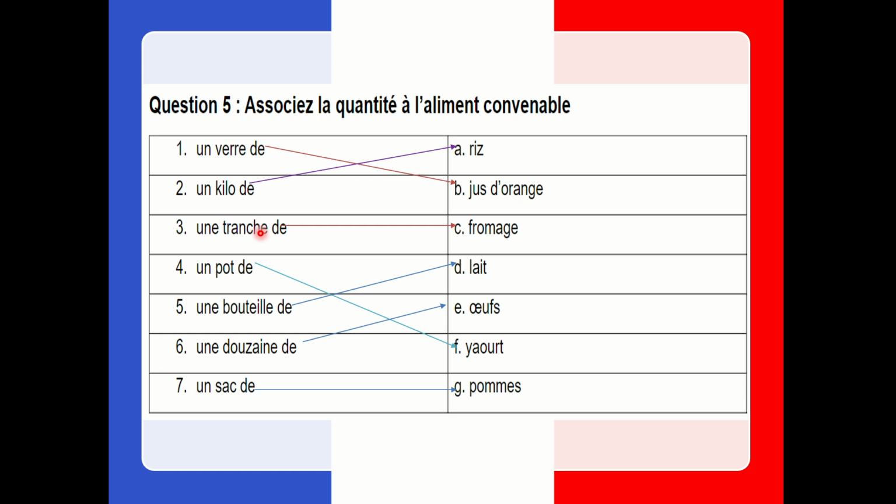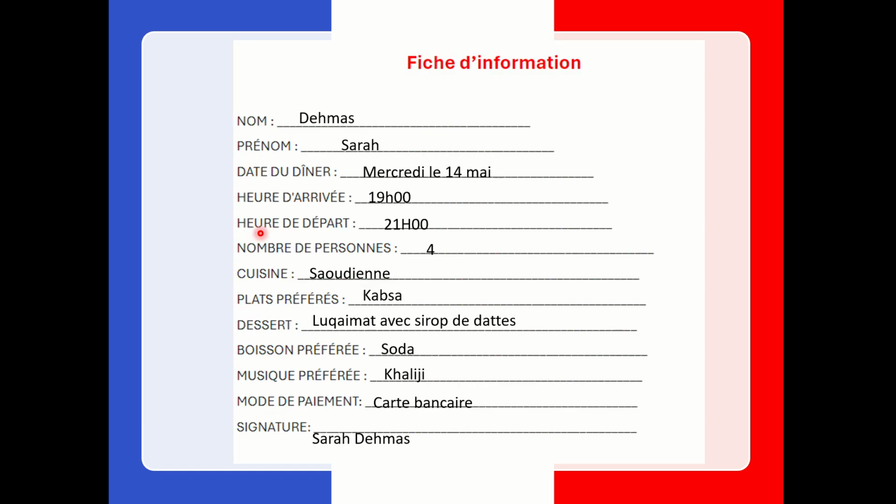D'accord? Très bien. I move to fiche d'information. This is always, we have it in the DELF exam, and we are preparing you for the DELF. Fiche d'information. So this is something that you need to fill, okay, with your own information. Since we are talking about restaurant, etc. So this is to book a table for the persons that you like in a restaurant, okay?